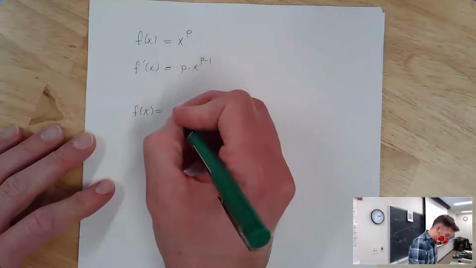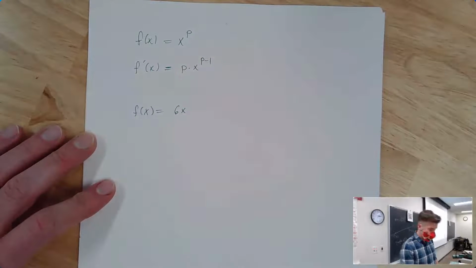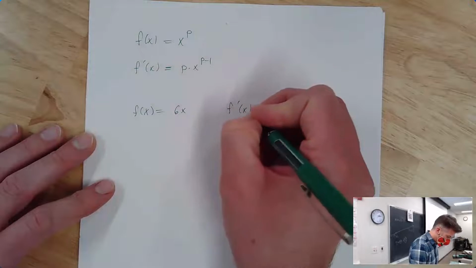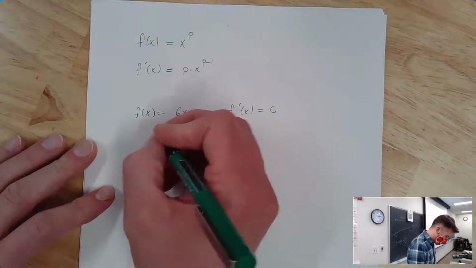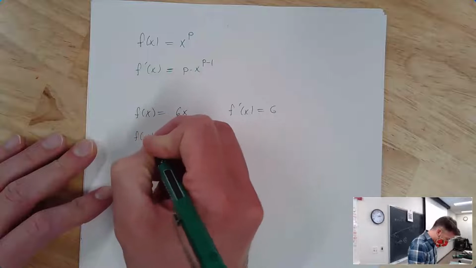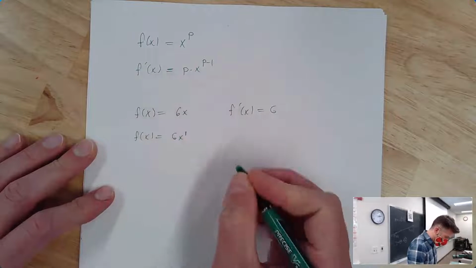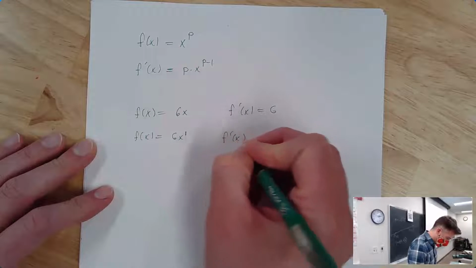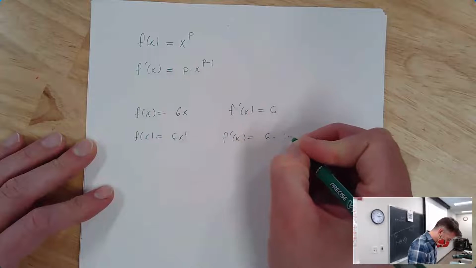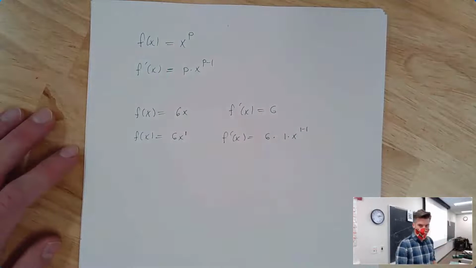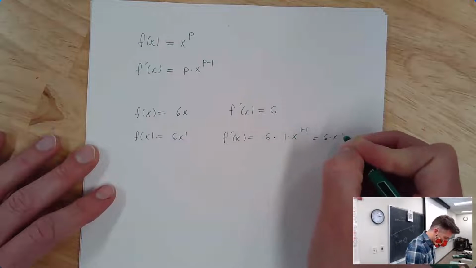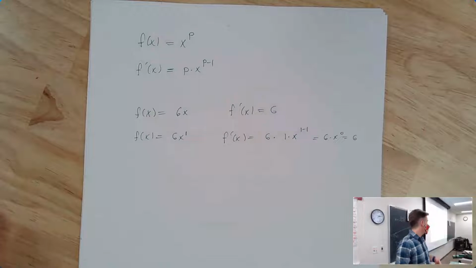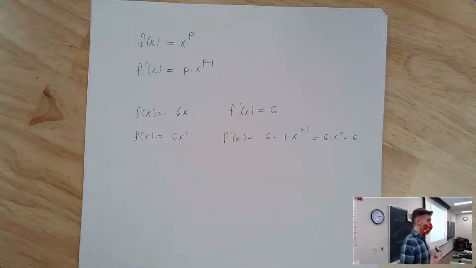For something like 6x, we know that the derivative is just 6 because the slope of that line is 6. You could also see it by using the rule because 6x is really 6x to the first. And the derivative would be 6 times 1 times x to the 1 minus 1. But that's just 6 times x to the 0, which is just 6. So you can always use the power rule, you just don't always have to.